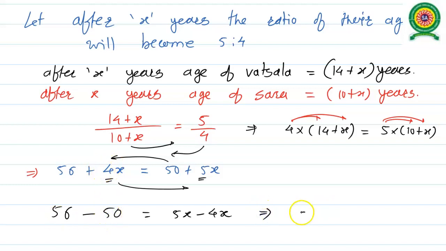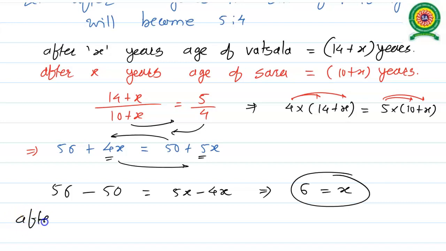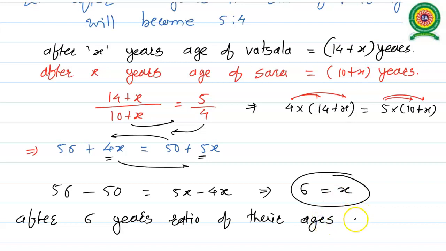So 56 minus 50, we have a 6, that is equal to 5x minus 4x, we have x. So that I am writing, after x means now the 6 years, we have after 6 years the ratio of their ages, Vatsala and Sara's ages, will become 5:4.